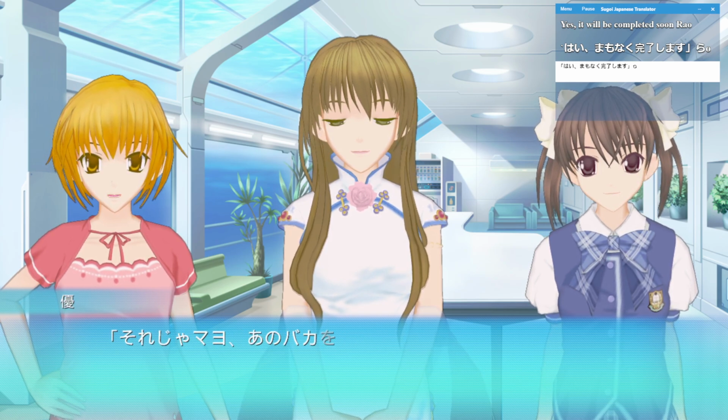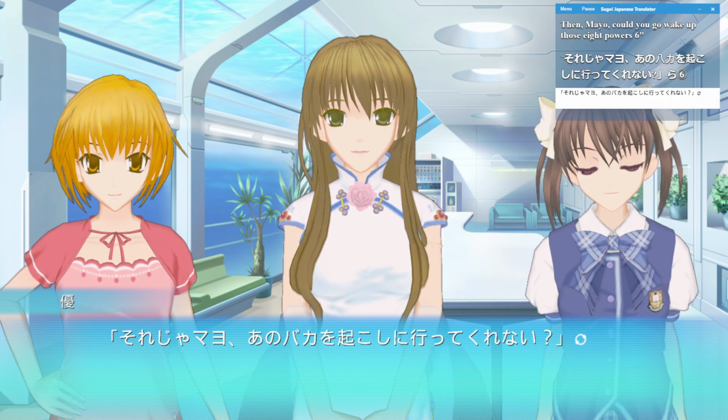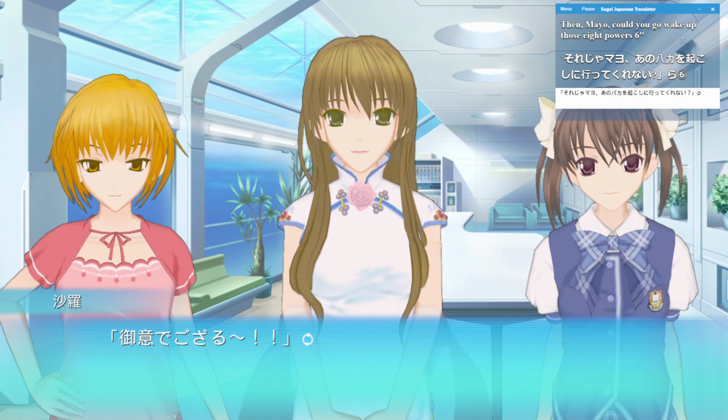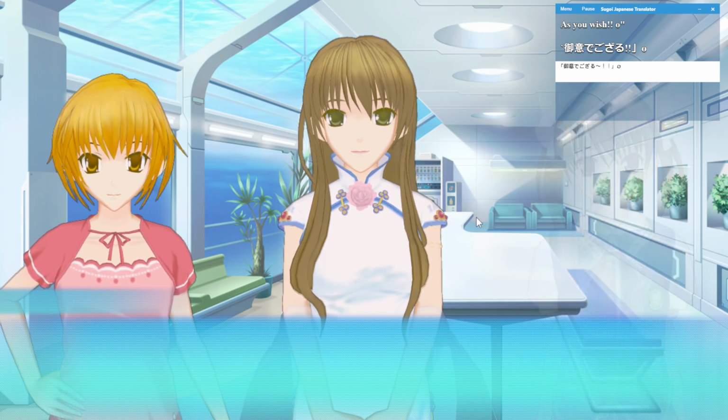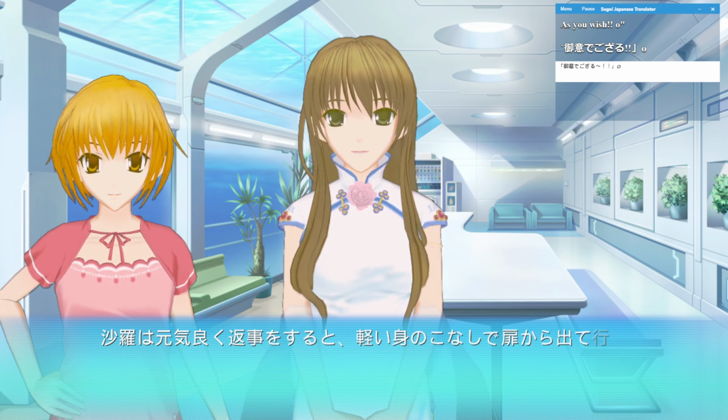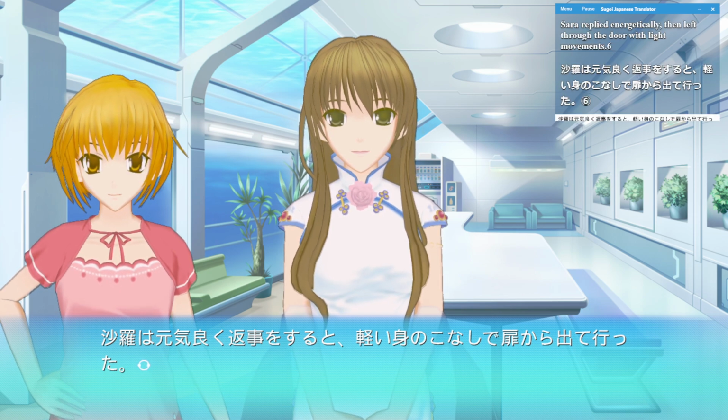It's like, how soon is soon? Then Mayo, could you go wake up that baka? As you wish. She's gonna go in the hallway and meet him halfway, of course. Sara replied energetically, then left through the door with light movements.